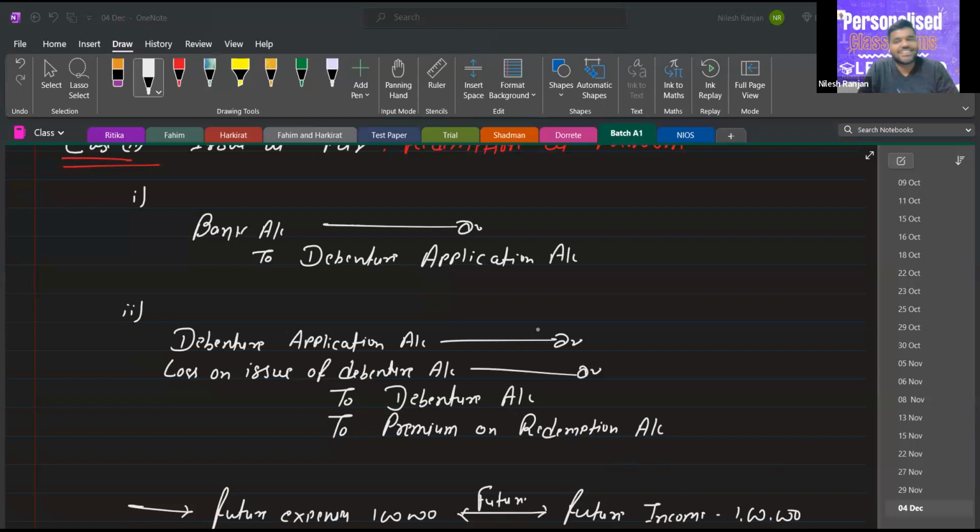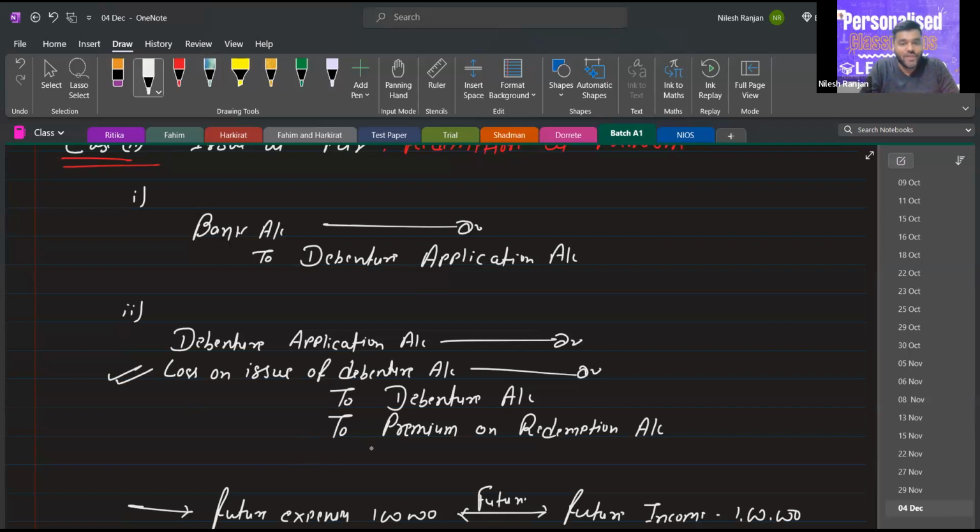The question is, why is premium on redemption on the credit side? Because, sir, the money is going out of the business, right? We are paying to the shareholders. Right now? No, for the future. Because it is an expense for the company, a future expense. So that is recorded on the debit side. You can see loss on issue of debenture. This is a future expense. That's why it is recorded on the debit side.